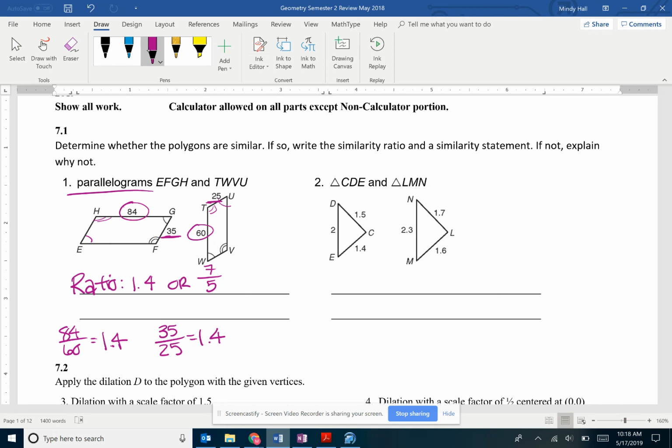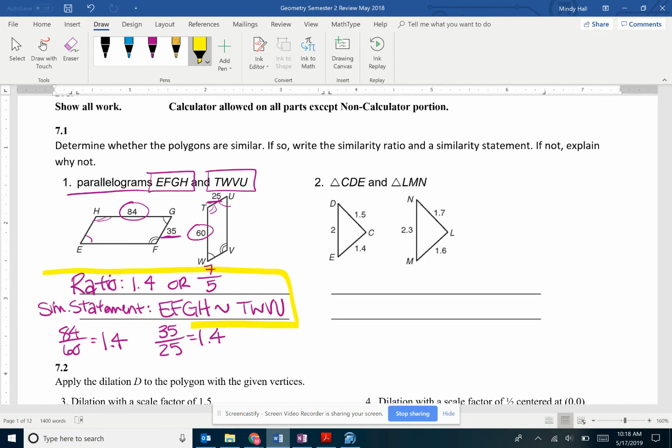So our similarity statement would then be just the letters they give us. If they tell you the letters, just use the ones they give you. So EFGH is similar to TWVU. If you have a different order, that's fine, as long as you don't have one of the ones with a single line like G corresponding to one with a double line like V. As long as you don't have those in corresponding parts, then you're fine. I'll highlight the answers, that way it's a little bit easier.